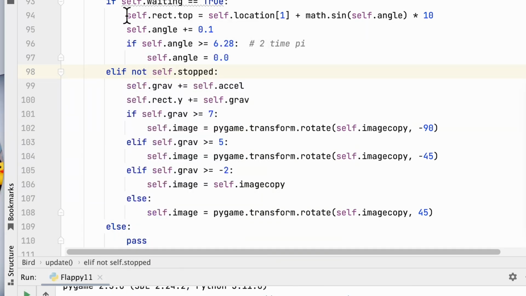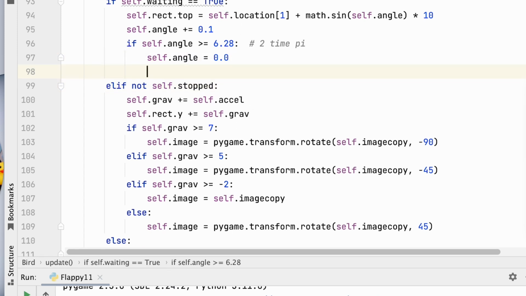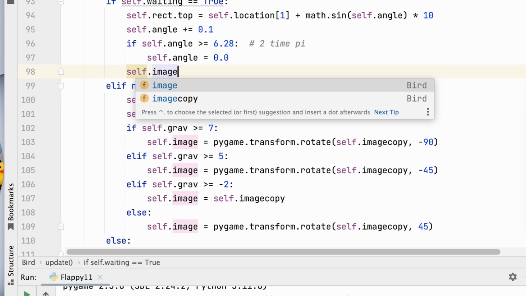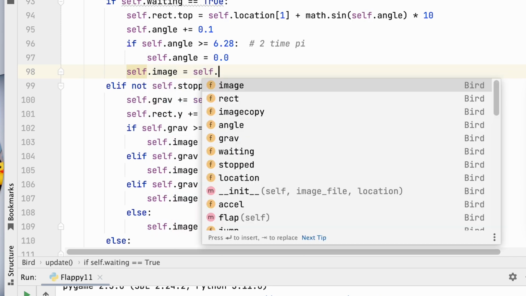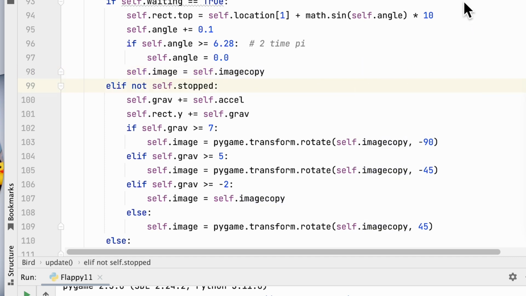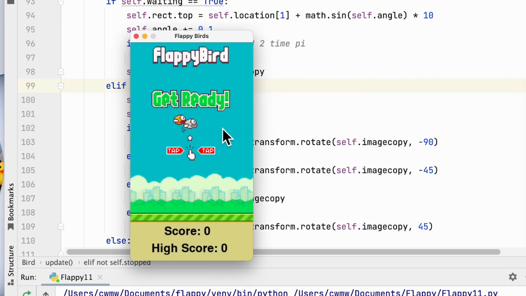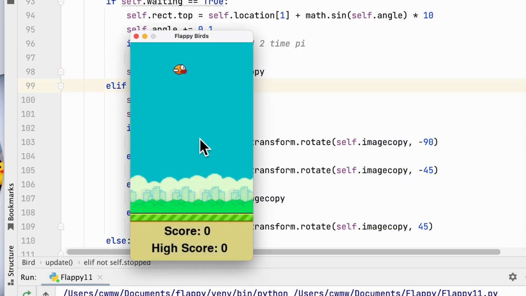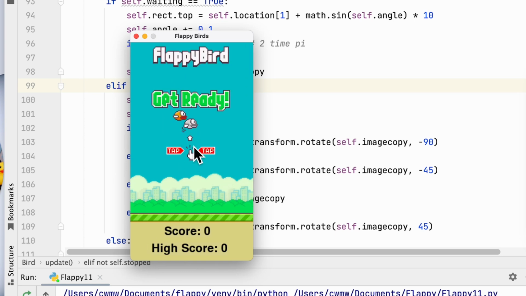That bug happens to be right here in this self.waiting. All we need to do is reset our image equal to self.image_copy. Let's double check to make sure that runs and looks good. Okay, so he nosedives, and now he's started back up doing this.